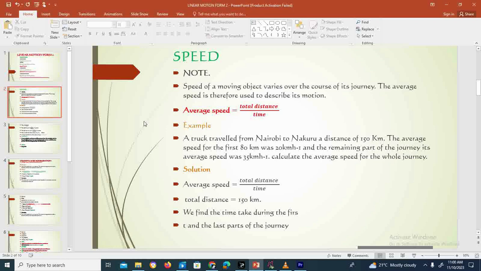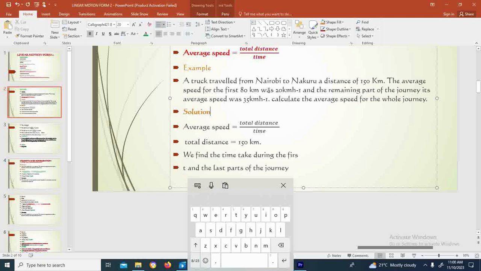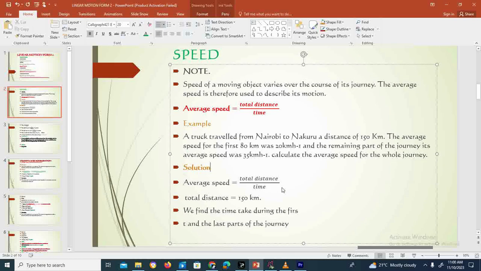Let's look at this example. A truck traveled from Nairobi to Nakuru, a distance of 150 kilometers. The average speed of the first 80 kilometers was 20 kilometers per hour, and for the remaining part of the journey, its average speed was 35 kilometers per hour. Calculate the average speed for the whole journey.